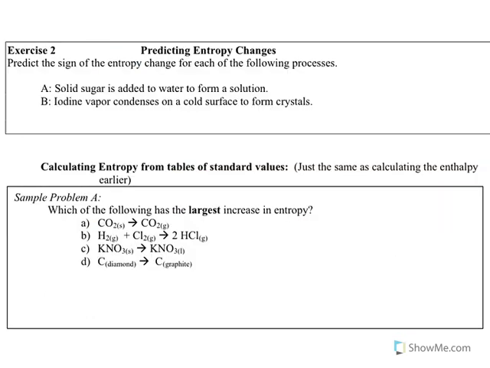So we can do some predictions then, predicting the sign. Again, if we have an increase in disorder, it's positive for delta S. If we have a decrease in disorder, it is negative for delta S. So take a second and try exercise 2 and see what you think.